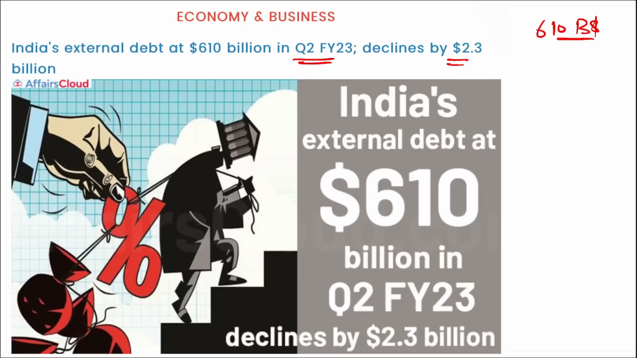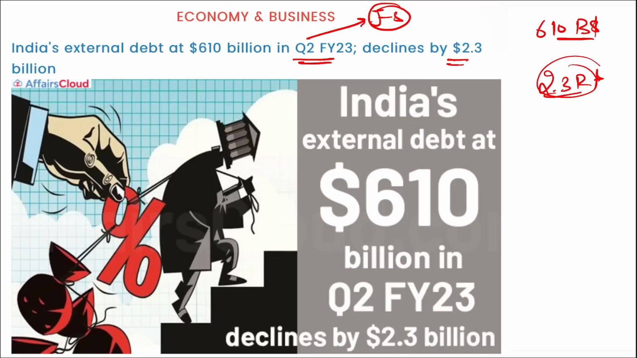As per the figures that were released by Ministry of Finance recently, India's external debt stood at around $610.5 billion in the second quarter. That is from July to September. All right, showcasing a decrease of around $2.3 billion from the end of June in the first quarter, that is from April to June. All right, highly important. Also, the valuation gains were of around $10.6 billion.